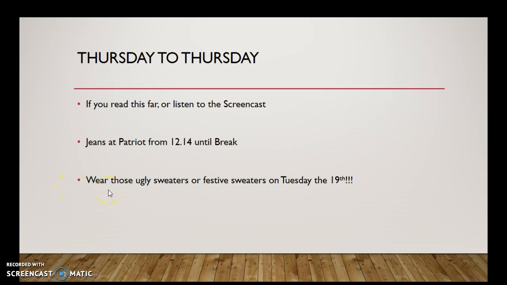Oh, on Tuesday the 19th, go ahead and bust out those ugly sweaters, or as I like to say when I borrow it from somebody else's closet that I deeply care about, festive sweaters. Those are going to be brought out on Tuesday the 19th. So make sure and pass that word. I will put this part of it in the Pulse.